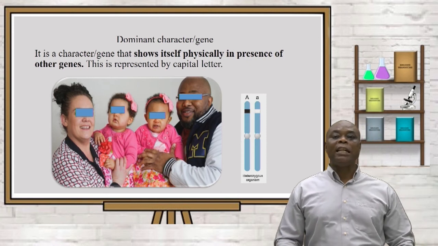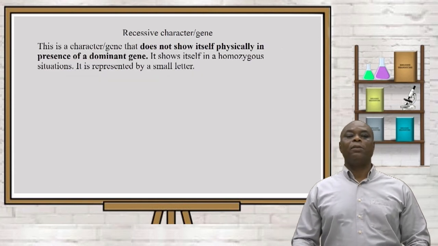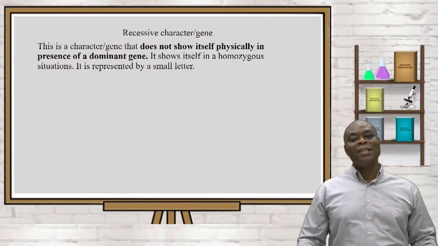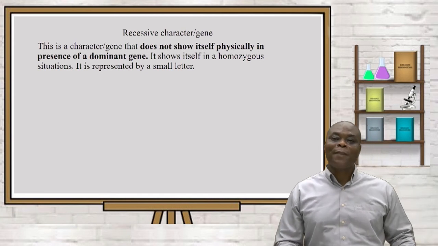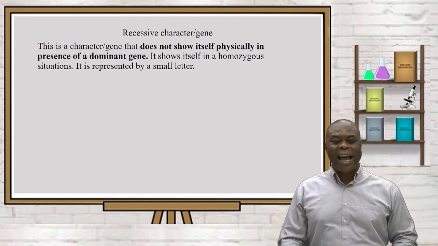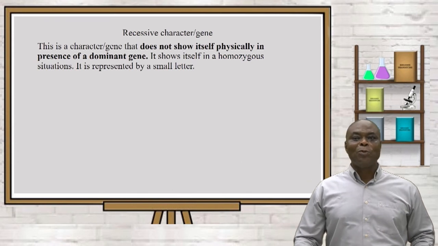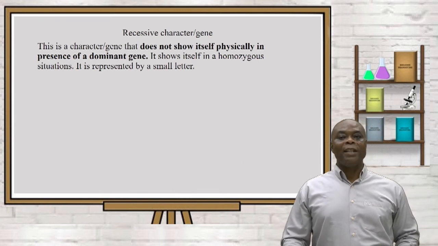Now, our next terminology is recessive character or gene. This is the character or a gene that does not show itself physically in the presence of a dominant gene. So if a dominant gene is there, then it will not show itself, though that particular character is there. Sometimes in your families, you may see that some of them look like your father, whilst others look like your mother. Those who look like your father are dominant to your father and recessive to mommy, whilst those who look like mommy are dominant to mommy's characters and recessive to daddy's characters.